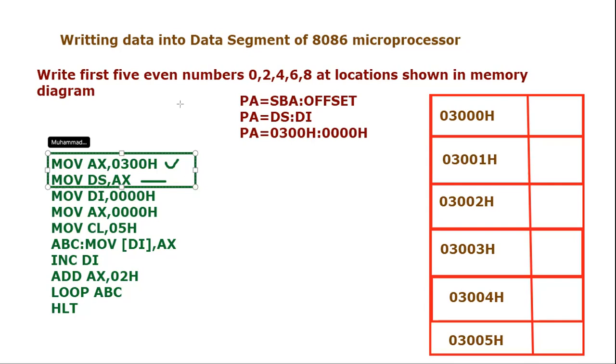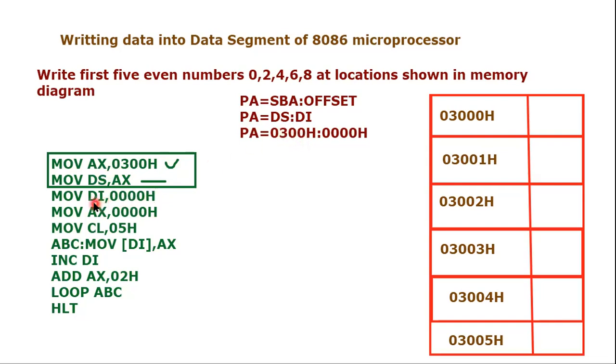First of all, you need to put that value inside one of the data registers, like I'm doing with 0300 in AX, and then I can transfer that data register into the data segment register. So I'm not putting 0300 directly in the data segment. By these two lines, 0300 will be stored in the data segment register. Remember, we want to target this physical address, so 0300 must be stored in DS.